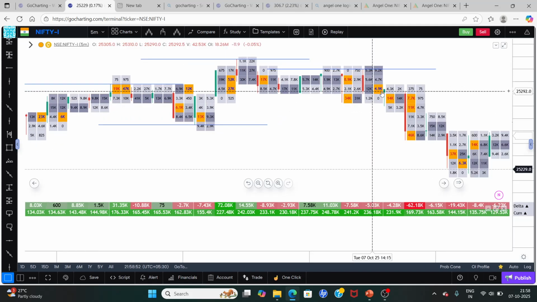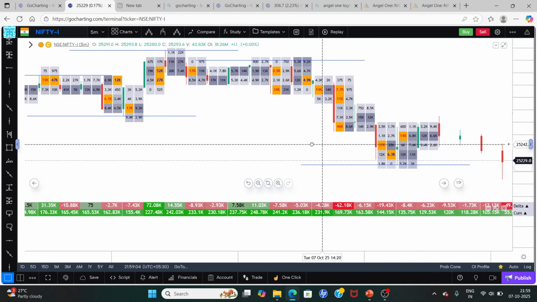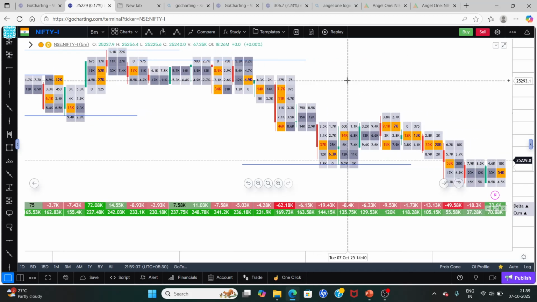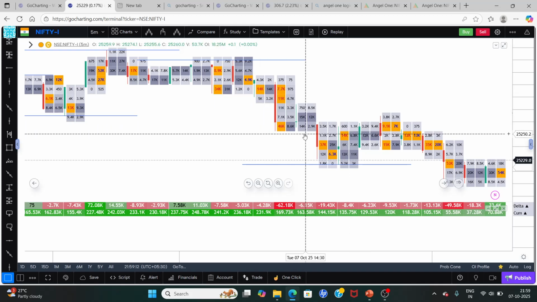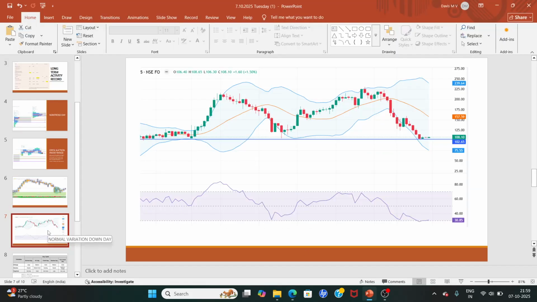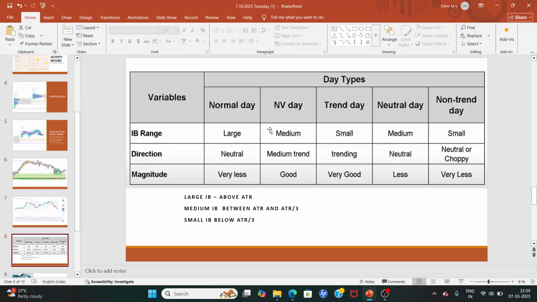And in this candle, even though there is a buyer imbalance, the candle formation is red. That gave a clear indication that we are going to the negative side. Clearly after that, the trend was there. But as we had a bullish view, we did not take a bearish trade. So that is how the trade was. And this is the day formation. Whenever it is a medium day, it will be a normal variation day and a non-trend kind of day.